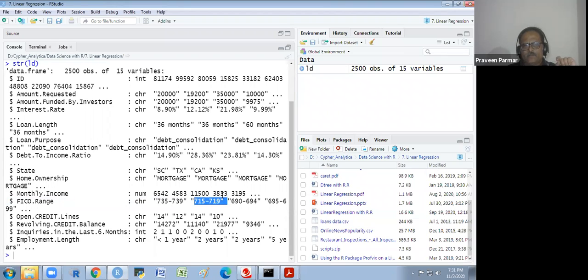Got it? Then open credit lines, there is a quotes, we have to remove this. We have to use the as.numeric function for this also. For revolving credit balance, we have to use the as.numeric function. We could remove these quotes. And the inquiries in the last 6 months, we have the 210. It is an integer, no problem. It's okay. But if we see about the employment length, so there is less than 1 year, 2 years. So we have to remove this less than symbol and remove this year. So we get the number only.